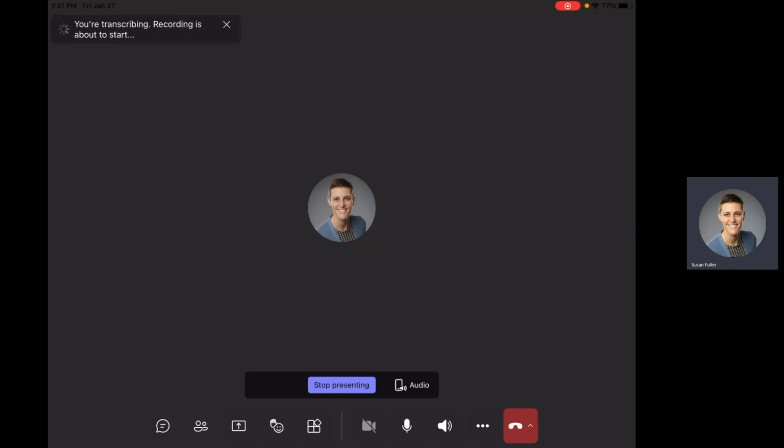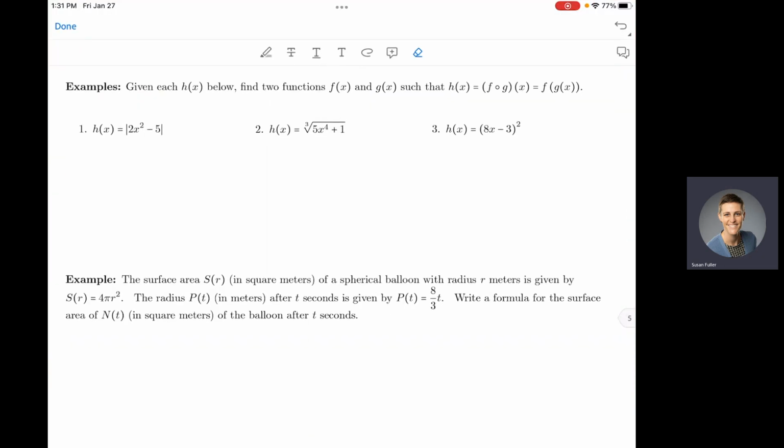Hey y'all, just wanted to make a quick video to help you with some additional topics in ALEKS that we didn't get to in class today. The first one is going to be this top problem type where we are given a function and we are asked to find two functions f and g.